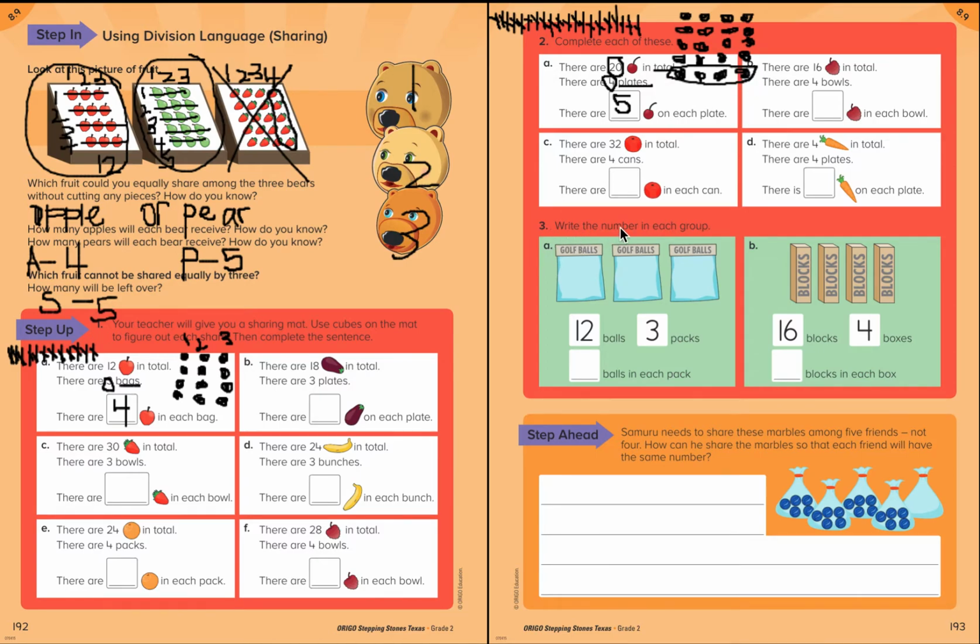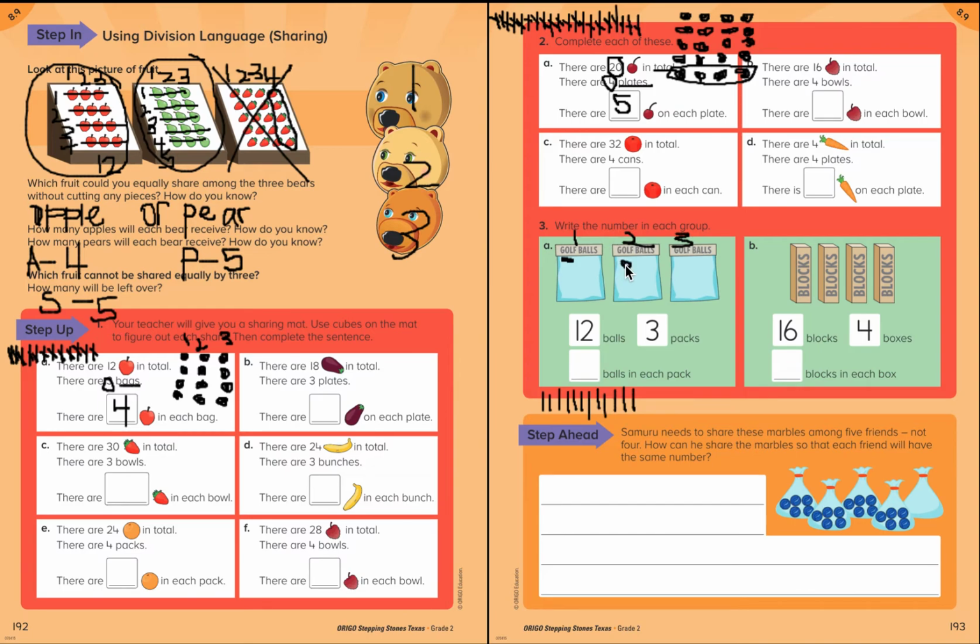The next one says write the number in each group. So they already gave me my 3 packs. Here's 1, 2, 3. So it says I have 12 balls in all and I have 3 packs. So I'm going to go ahead and draw my 12 tallies again so I can mark them out. 1, 2, 3, 4, 5, 6, 7, 8, 9, 10, 11, 12. Okay. So I'm going to go ahead and put 1 in each bag.